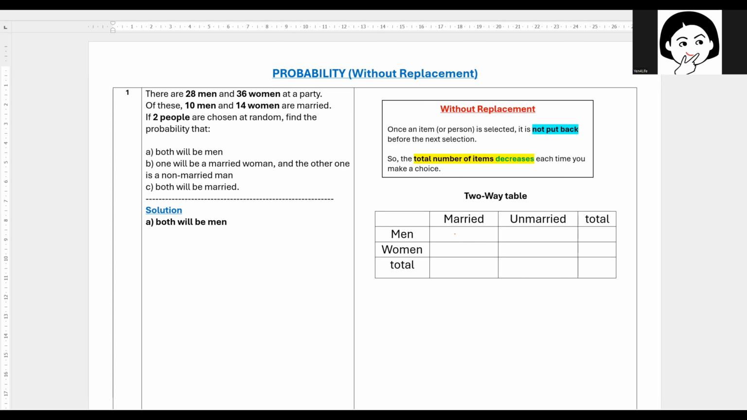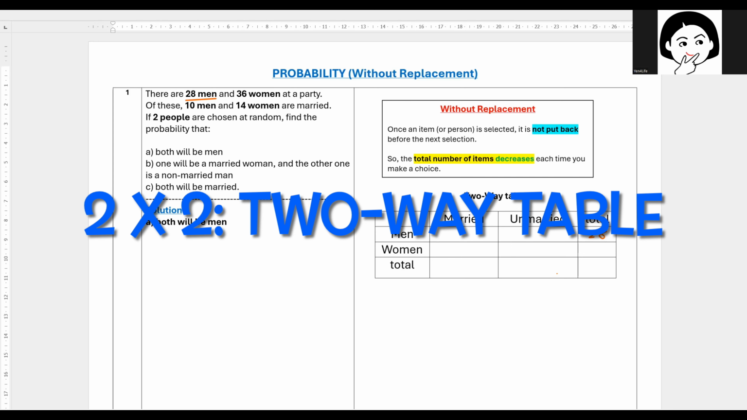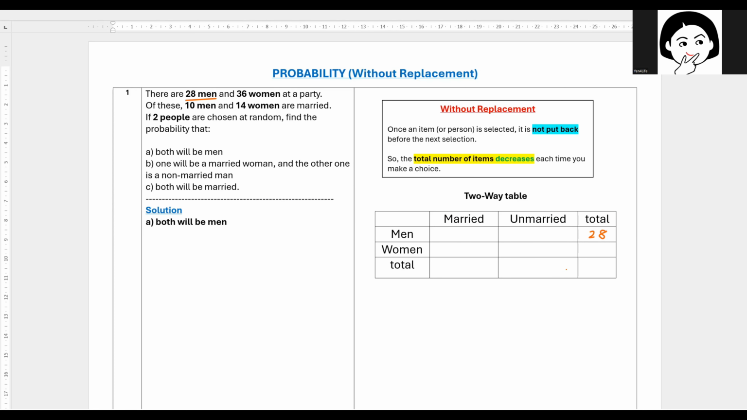From the question, we have 28 men. My total for men is 28. By the way, a two-way table is normally 2 by 2, but it's a good idea to put the total on each end. Now, how many women do we have? 36 women. So I'm going to put 36 at the end. And what other information do we have? 10 men are married. So I'm going to go to married and men, and put 10 there.